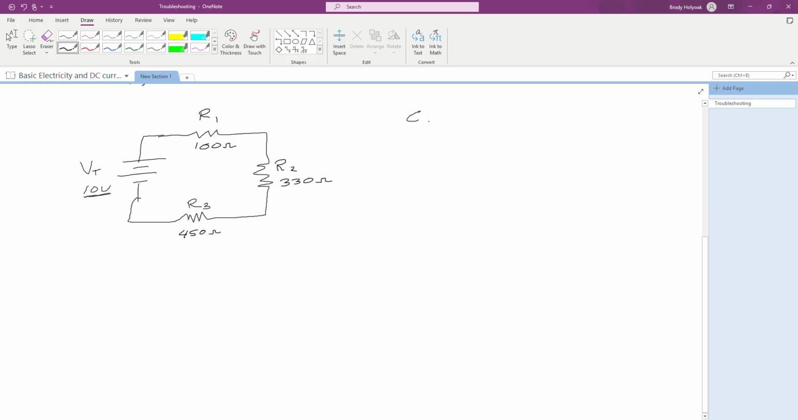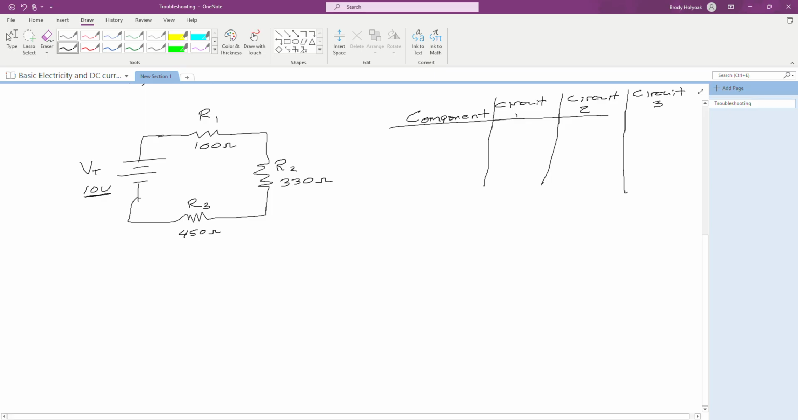So I've got a component listing, and I have circuit 1, circuit 2, and circuit 3. So I've got my outputs.